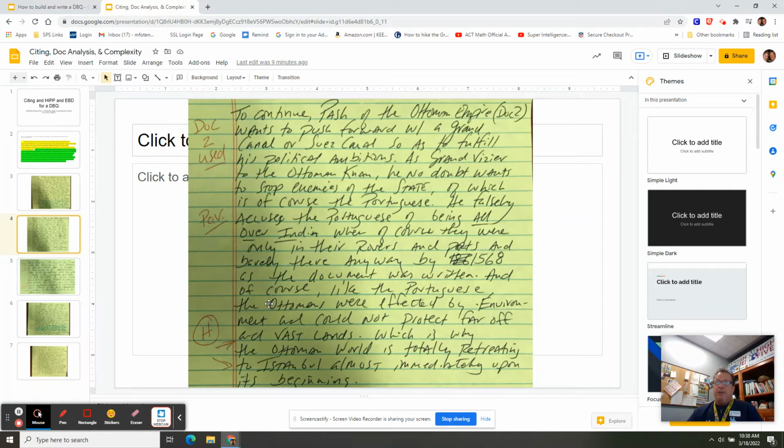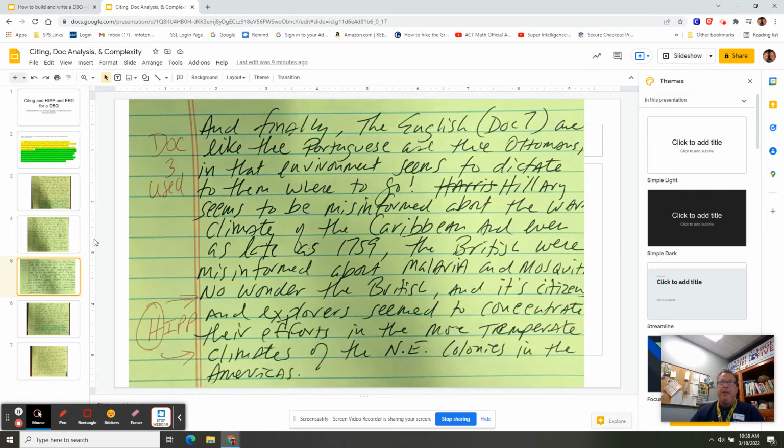So there's that next little piece of history, which is, of course, that the Ottoman Empire is in a continual retreat back to Istanbul almost as soon as it was created. It is a large land empire. We get that, but they can't maintain it. Their political system can't maintain it, and they're going to be around till World War I, but they're almost always fragmenting and falling back into Istanbul, which is a historical moment. And then here's doc 3. So now you've used 3 docs. And finally, the English, doc 7, are like the Portuguese.